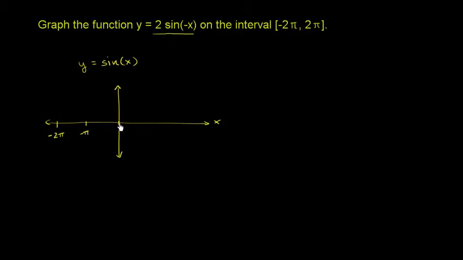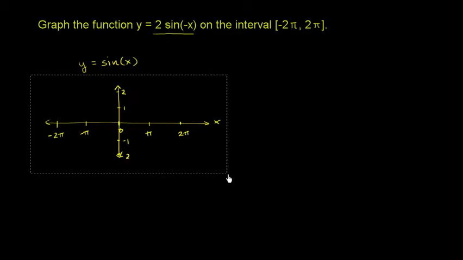This, of course, is 0, 0. Then this is positive pi, and then this right over here is 2 pi again. And then this could be 1, this could be 2, this could be negative 1, and this could be negative 2. And let me copy this thing so I can use it for later when I adjust this graph. All right.